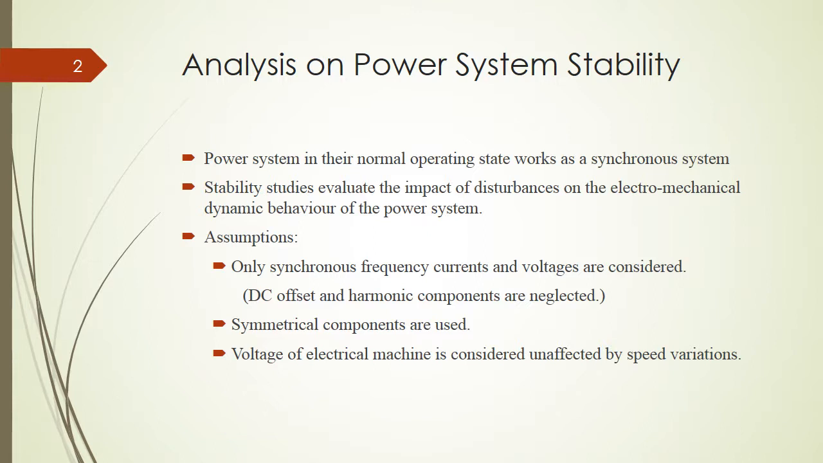So there are three major assumptions here. First, only synchronous frequency currents and voltages are considered. So essentially, our DC offset and harmonic components are all neglected. Second, only symmetrical components are used. And third, voltage of electrical machines is considered unaffected by speed variation. So during our analysis, we assume that it stays constant.